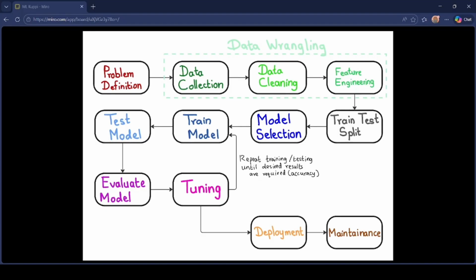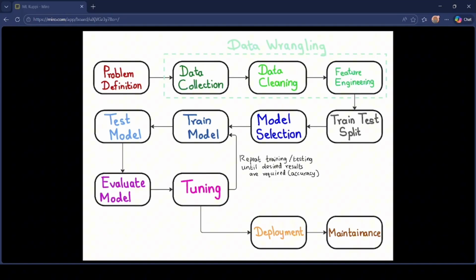So after this, we are going to perform the train test split. Here, we are going to split our data set into two parts, as the training set and the testing set. And then we have to choose what model that we are going to use. So depending on the type of our problem, whether it's a classification problem, whether it's a regression problem, whether it's an unsupervised learning problem or a supervised learning problem, we have to choose what model we can use.